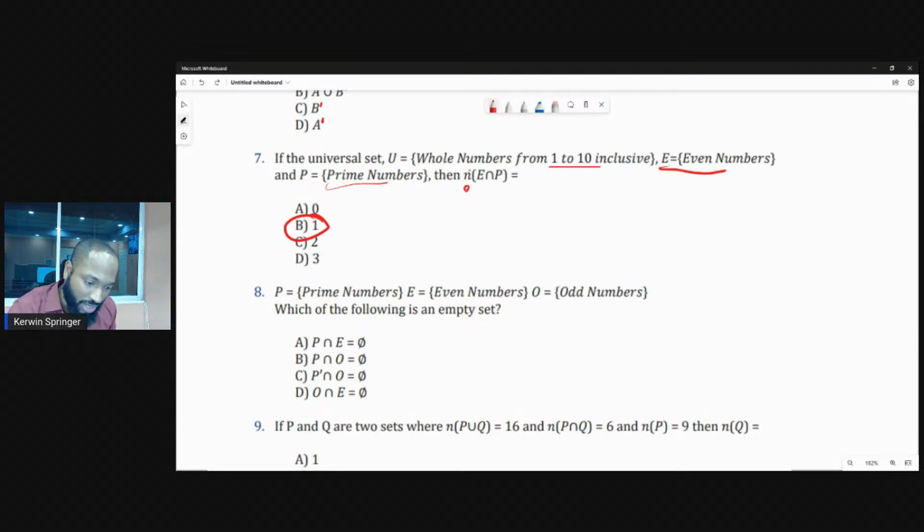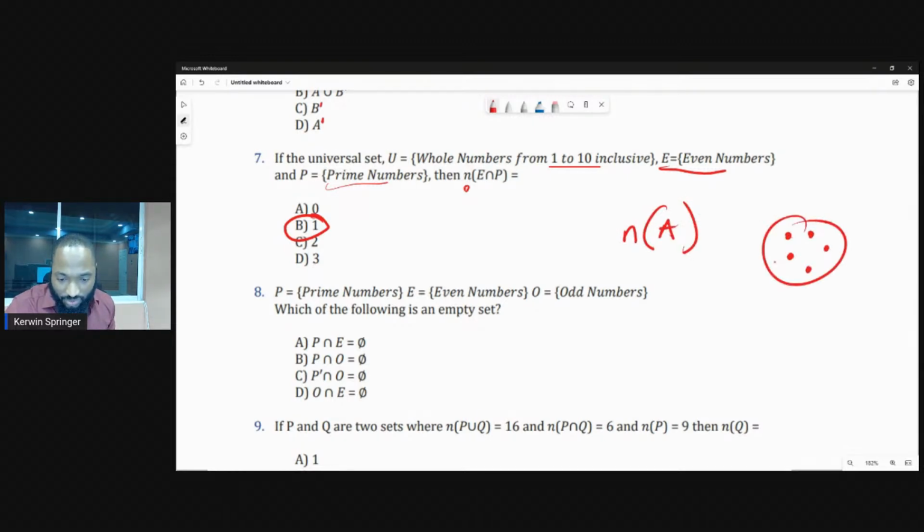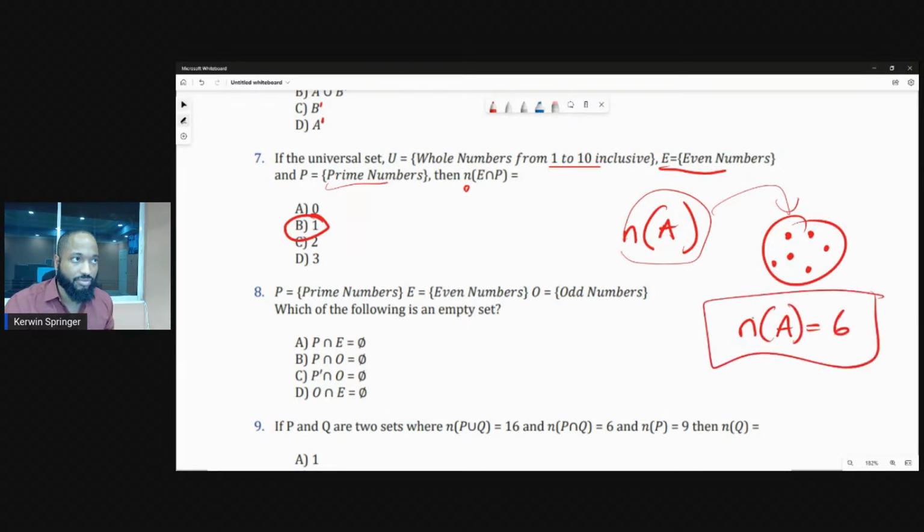And now this symbol means number of elements, right? So like if I have A and you see A looking like this, what is the answer? Number of elements in A. So number of elements in A is equal to 6. Got it?